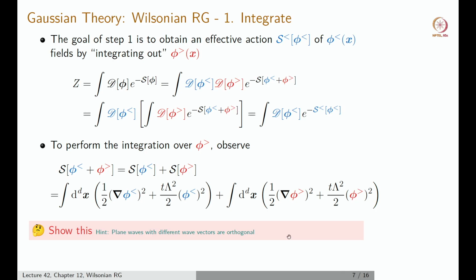And because of that, the short wavelength modes and the long wavelength modes, quote unquote, do not talk to each other. Because they do not talk to each other, their energies, or their action, will split out, and you will get that this action is S of phi less than plus S of phi greater than. So this is what you will end up getting. Okay, very nice. So let us proceed.